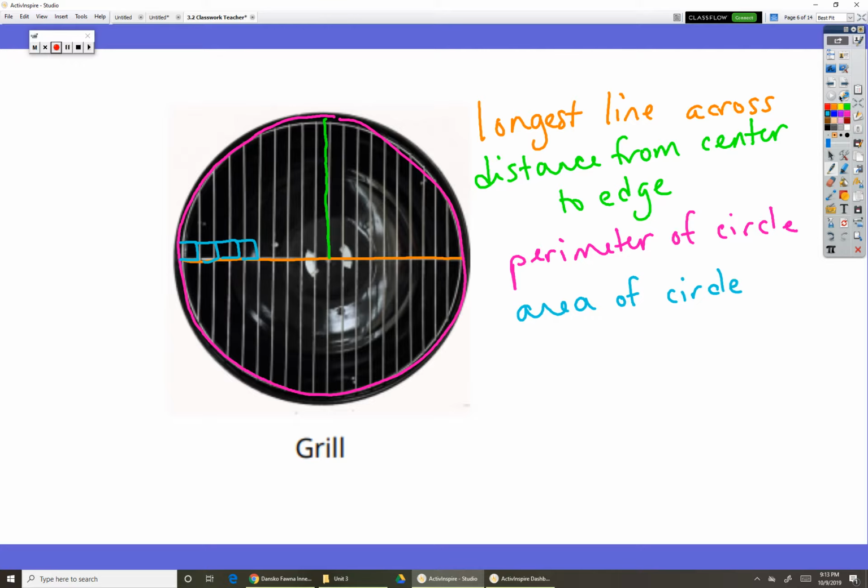Some of you really creative thinkers might have even come up with this. You might have thought, what is the smallest square that would fit outside of a circle? If we were to trace a square around the outside of the circle, what would be the smallest square we could draw? You might also think, well, what's the largest square you could draw inside the circle?